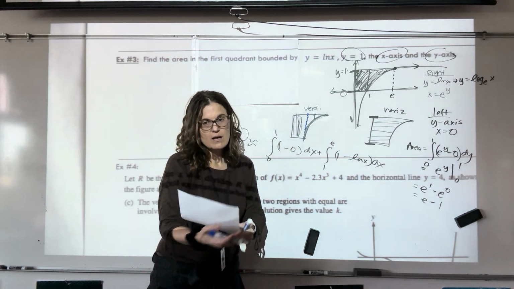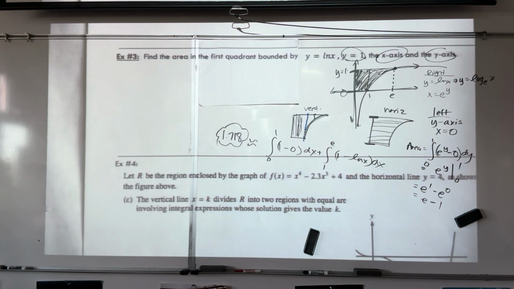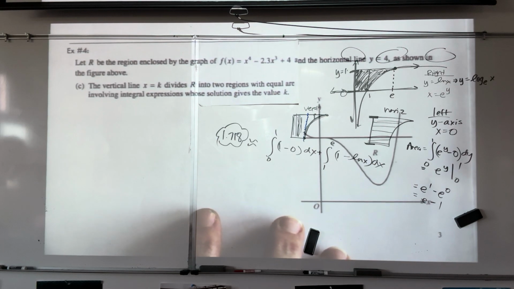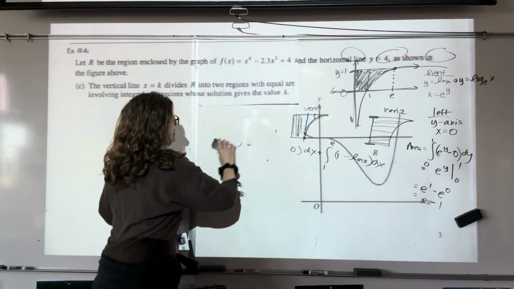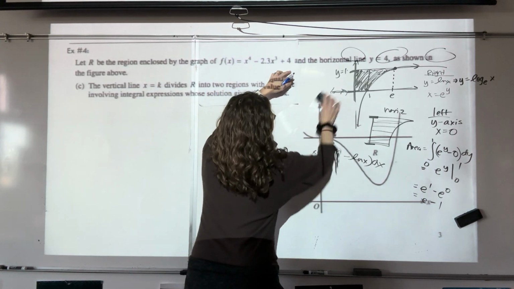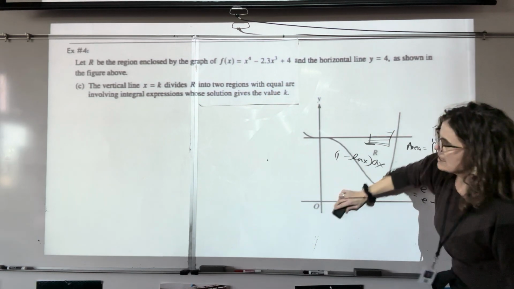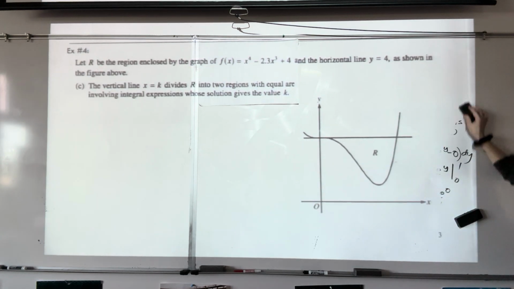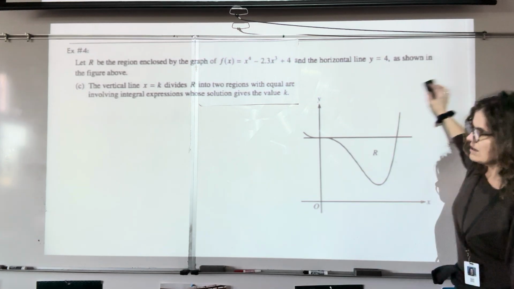Okay. Last but not least, I know we're backing up to lunch here, so you guys probably want to get out of here, but R be the region bounded by this thing there. So if you want to get that typed into your calculator, f of x equals x to the 4th minus 2.3x cubed plus 4. And the horizontal line y equals 4. And it said there is some vertical line, x equals k, that divides these two regions with equal area.